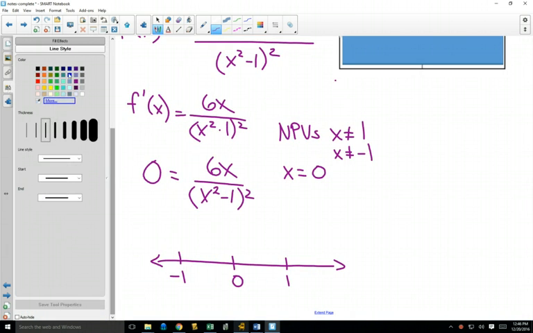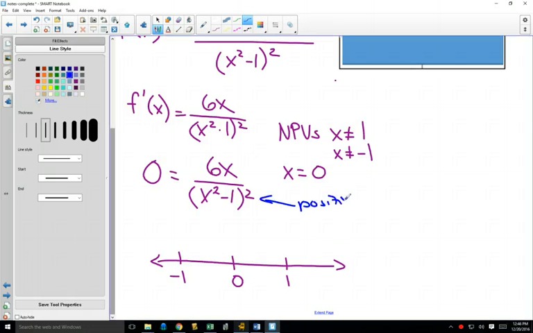First of all, does it make sense that the bottom of our derivative, because it's squared, is always going to be positive? So when I plug in a number less than negative 1, like negative 5, I only have to look at the top of my fraction. And it's going to be negative on the top of the fraction, so I know that this part is decreasing.